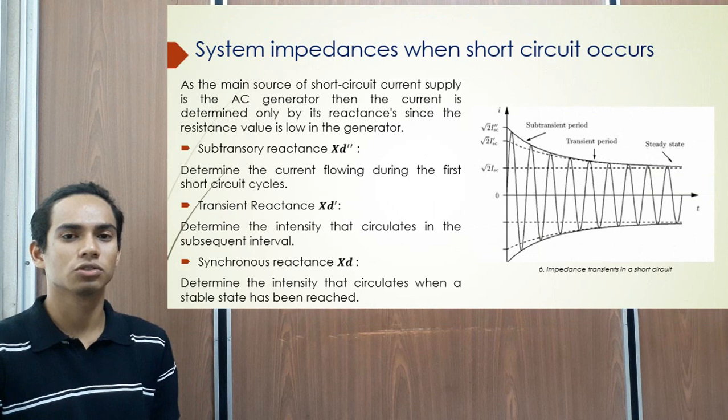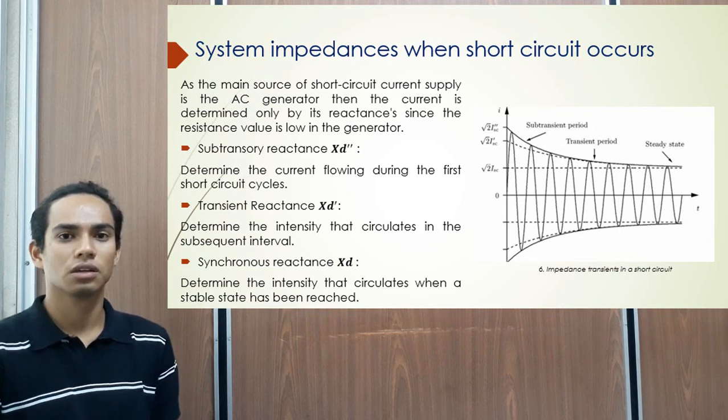Existing impedances with short circuit current. For this, there are three stages. The first is subtransient reactance. This determines the current flowing during the first short circuit cycles. The second is transient reactance. This determines the current intensity after the subtransient reactance in a subsequent interval. And the last one is synchronous reactance. This determines the current intensity when the system is stable.